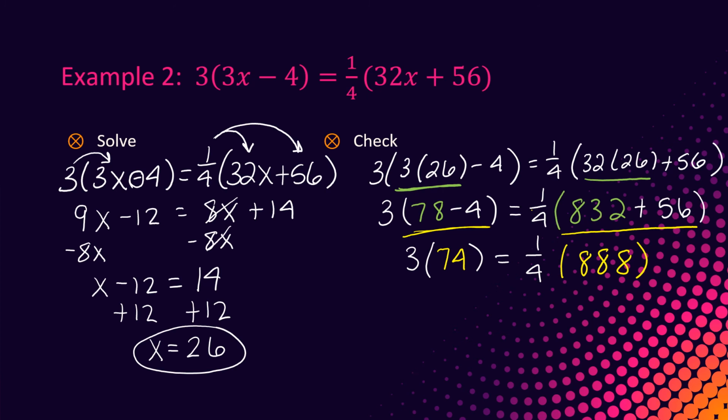Now we can go ahead and multiply. So we have 3 times 74. That's 222. And then a 1/4 times 888. That is also going to be 222. So since that gets us the same number on both sides, that means we solved our equation correctly, and x equals 26 is the correct answer there.